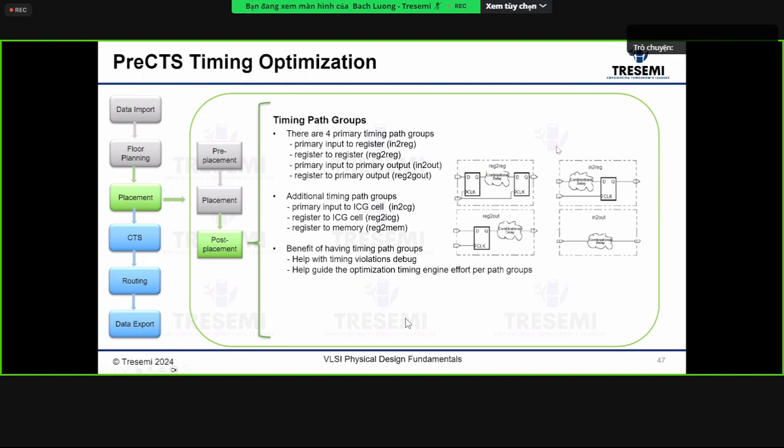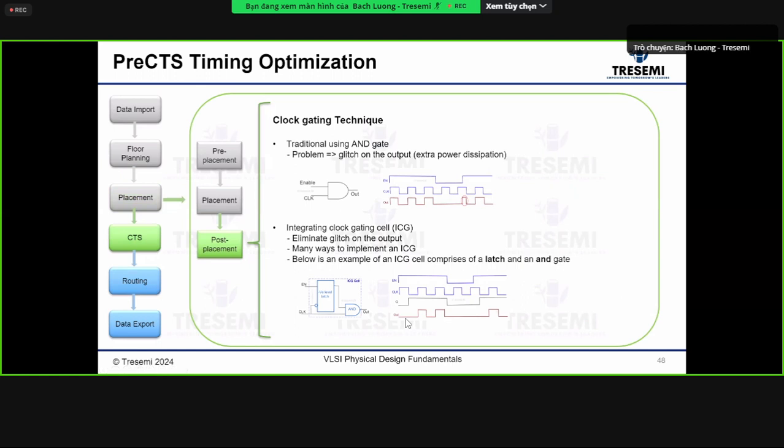So basically, this is a four timing path group: the primary one, then you have the ICG for clock gating, and you have the reg-to-mem. So let's talk about clock gating a little bit, just briefly touching on it. The clock gating technique is basically a way to shut off the portion of logic that is not used. It's a power saving technique.